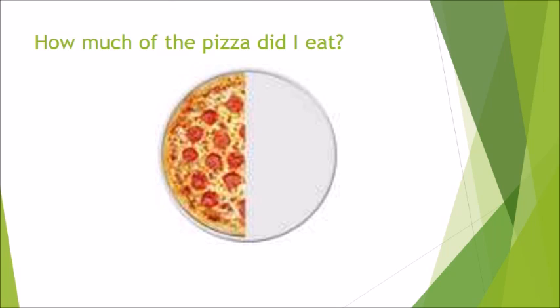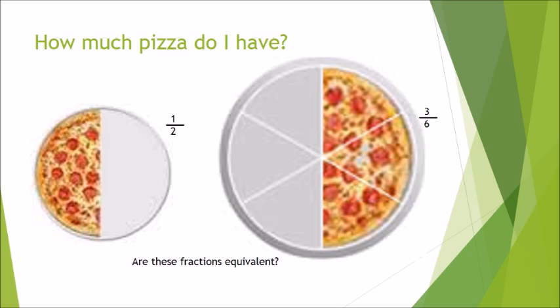Okay, I got really hungry and I ate half of the pizza. There were 2 pieces, so the bottom, which is the denominator, D for down, denominator, goes on the bottom. So the 2 would go on the bottom. And how many pieces did I eat? 1. So the 1 would be on top, the numerator. So the fraction of the pizza I ate would be 1/2.